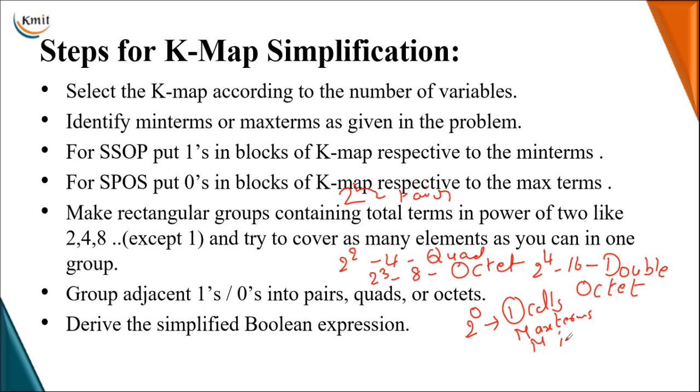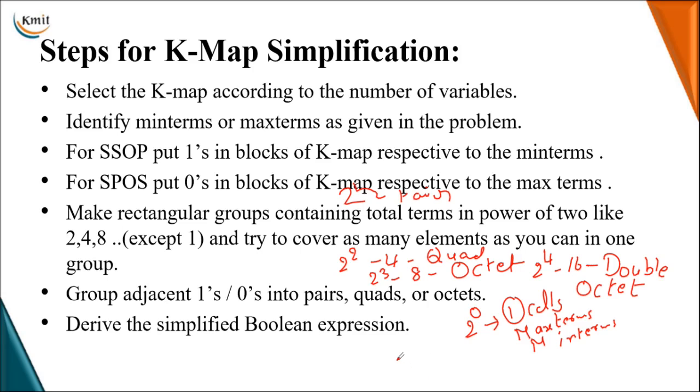Okay. So now we will always check. For example, for a 4 variable function, I will always check for the double octet. If it is not possible, then octet. Then if it is not possible, then quad. Then we go for the pair. If even the pair is not there, then you can go for the isolated minterm or maxterm. So this is the procedure.